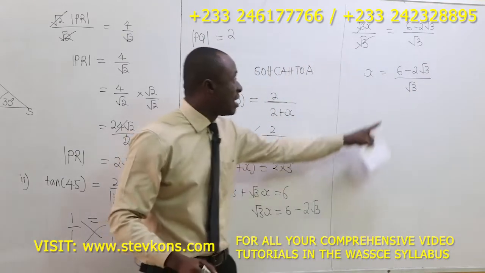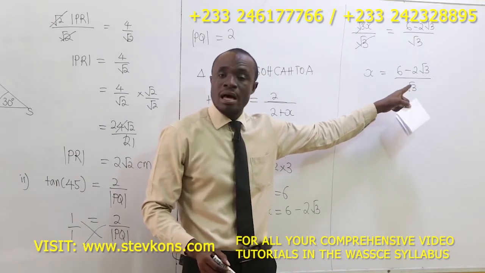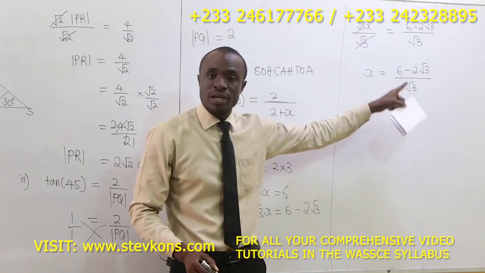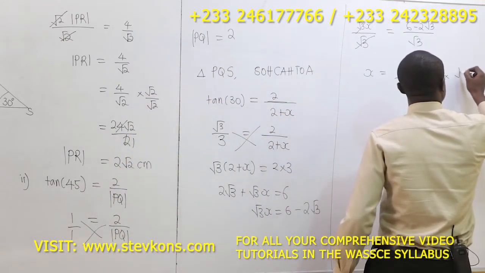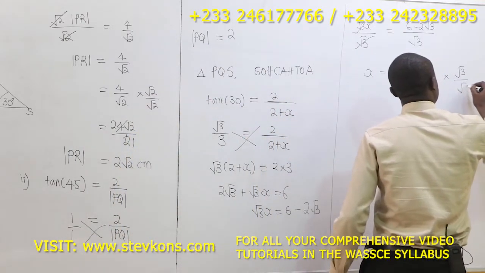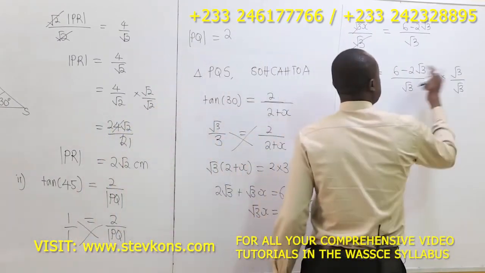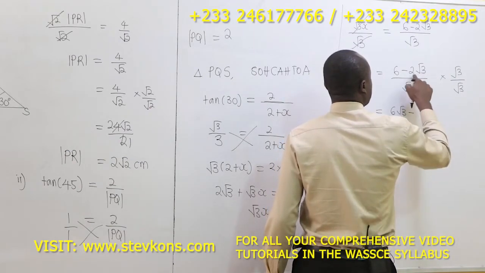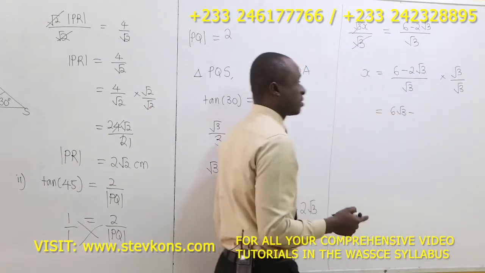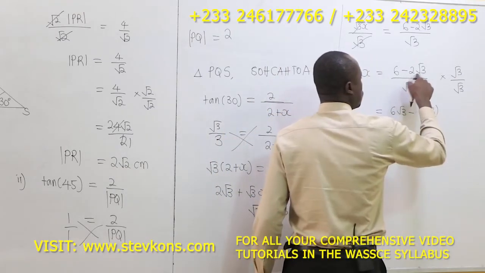We can't leave our answer in this form. This is irrational. We have to make it rational. How can you make it rational? By multiplying the numerator and denominator by the denominator. So that is root 3 out of root 3. Now, what do you have? 6 root 3 minus, you see, root 3 times root 3 is 3. So we just have 2 into bracket 3. Look at it, 2 root 3 times root 3.